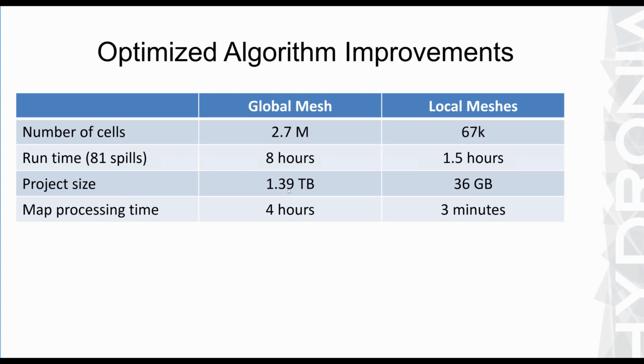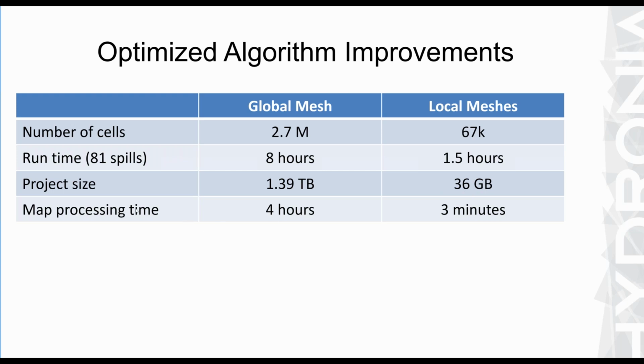Project size is reduced from 1.39 terabytes to 36 gigabytes. So you can imagine how difficult it was in the past to do real cases or long pipelines, because you need a huge amount of hard drive space to accommodate this kind of spills. Now with 36 gigabytes, it makes it much easier to have multiple scenarios.